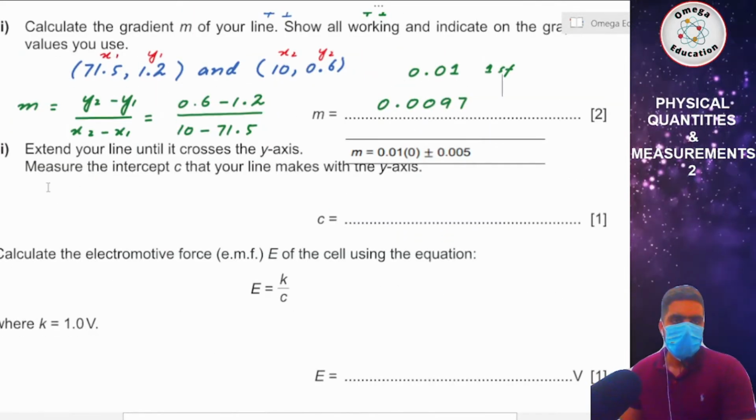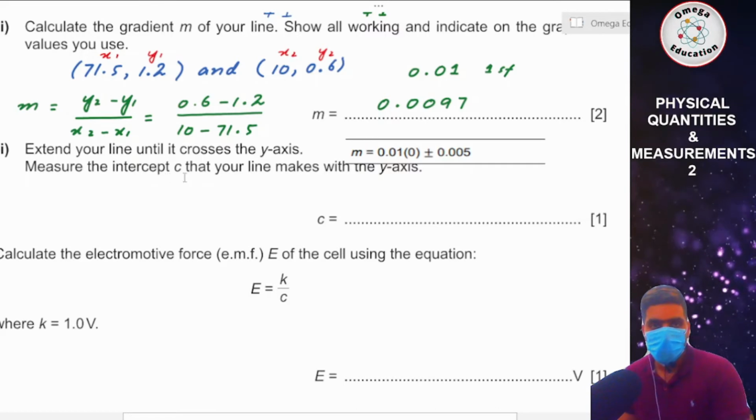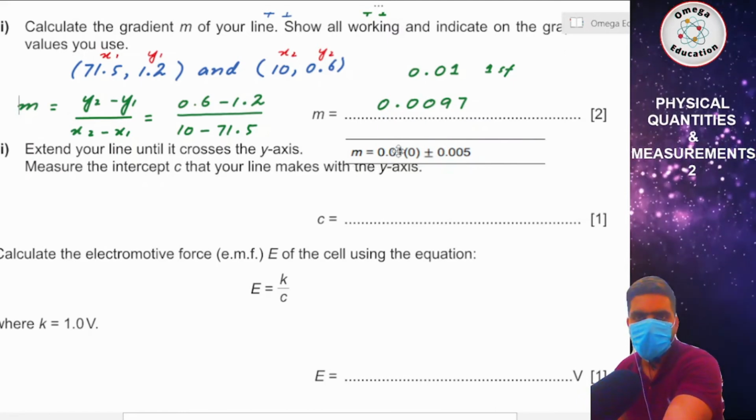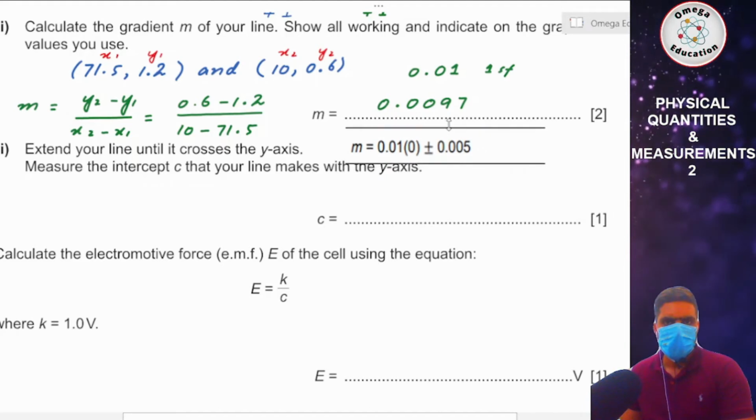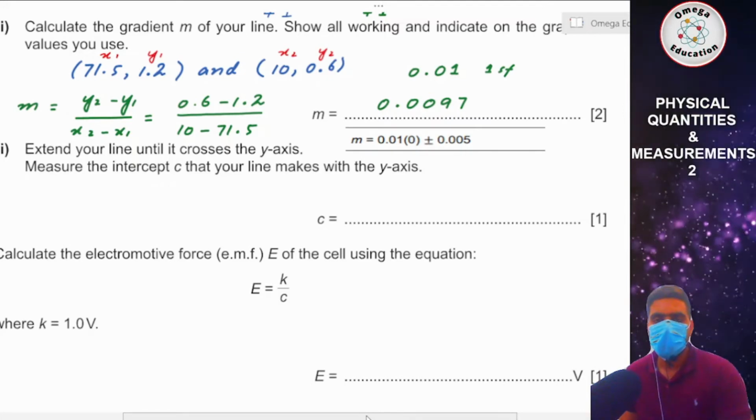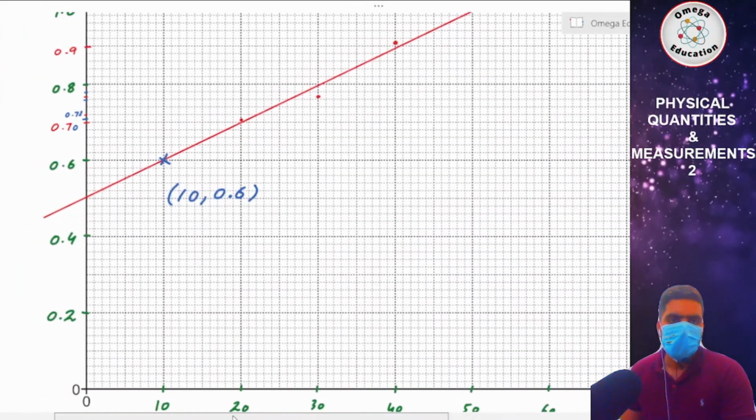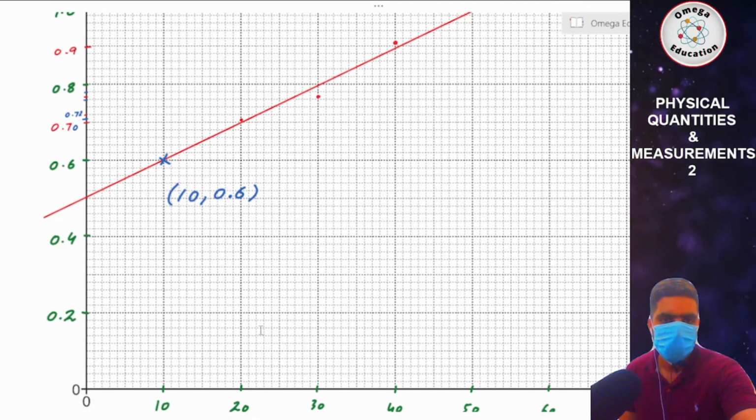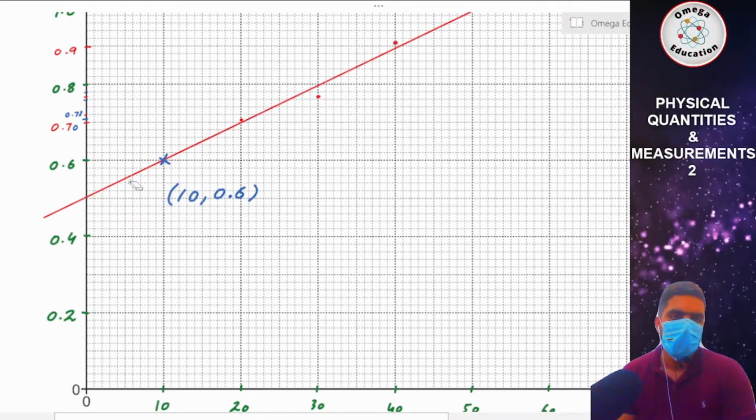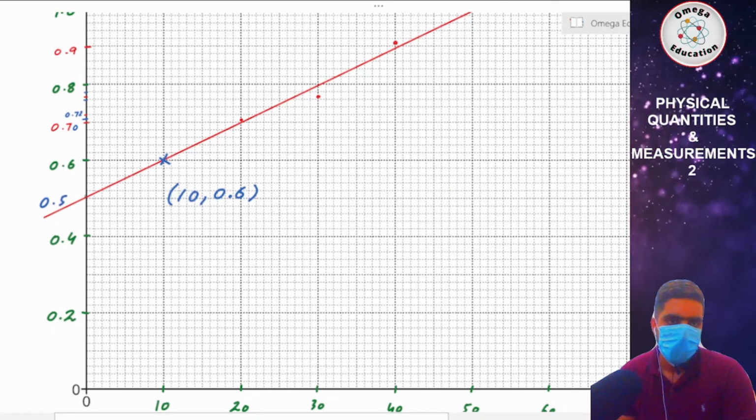The next part says extend your line until it crosses the y-axis. Measure the y-intercept, intercept C that your line makes with the y-axis. So basically, we need to measure the y-intercept. And in graphs we study in mathematics, the y-intercept is a point where the line cuts the y-axis. So let's check it from the graph. Our line was intersecting the y-axis at the point in the middle of 0.4 and 0.6. Yeah, exactly. It would be 0.5. So we can safely write our y-intercept is 0.5.